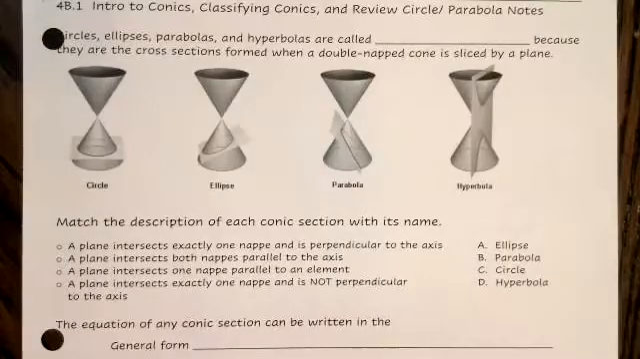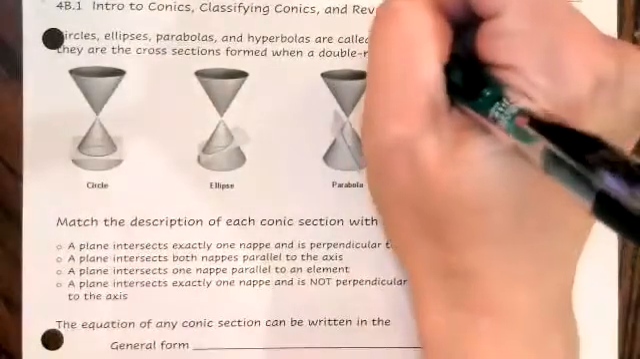We are going to be starting our conics unit. In order to do that, we're going to start by figuring out how to classify our conic sections and review the two conic sections you already know from geometry and algebra 2, the circle and parabola. Circles, ellipses, parabolas, and hyperbolas are all called conic sections.